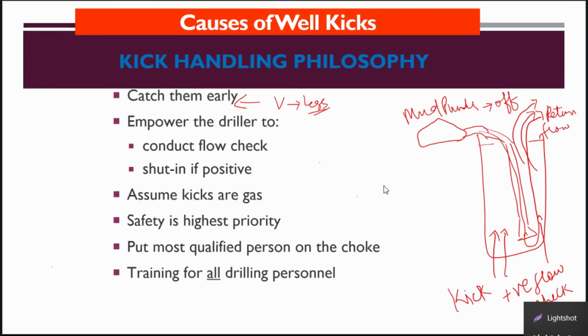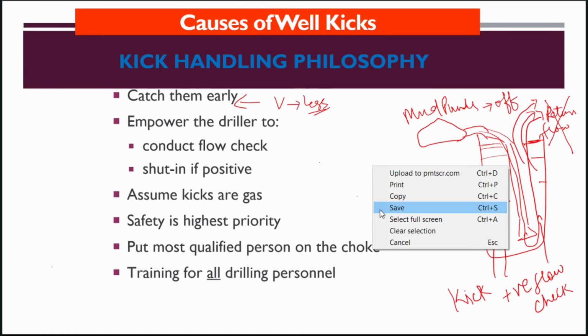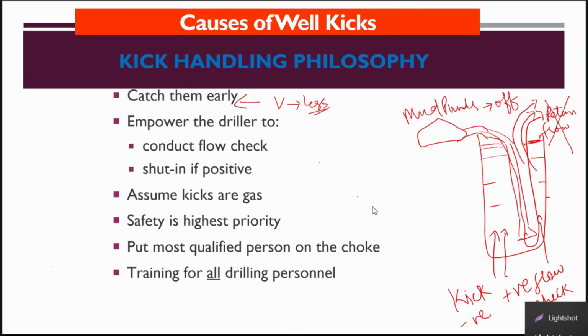And if your flow check is negative, negative means you are not getting any return flow. When you turn off the pump and your well is still, not flowing, it means you get a negative return. It means everything is okay, you can continue drilling. So you should empower the driller that if any warning sign comes, please conduct a flow check.